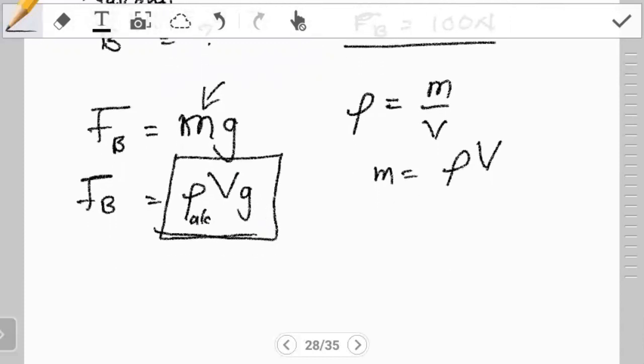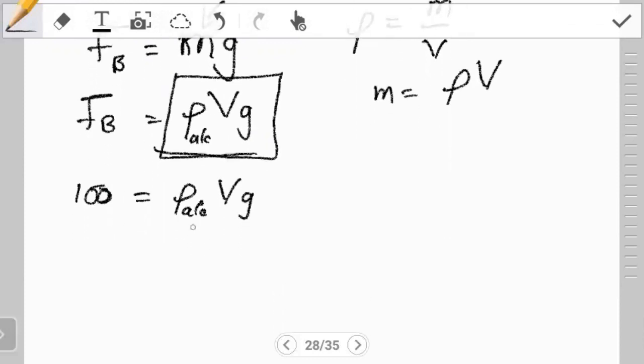Now, if we look at this, we can make V the subject of the formula since we already know what the buoyant force is. It's that 100 newtons that we found earlier on. So the only thing we have to do here is to make V the subject of the formula. When we divide both sides by rho and g, we end up with 100 divided by the density of alcohol multiplying gravity. This will give us the volume of alcohol that is displaced.